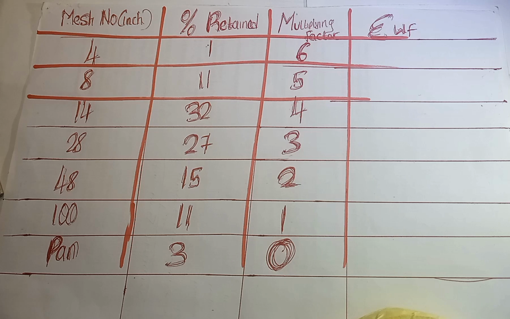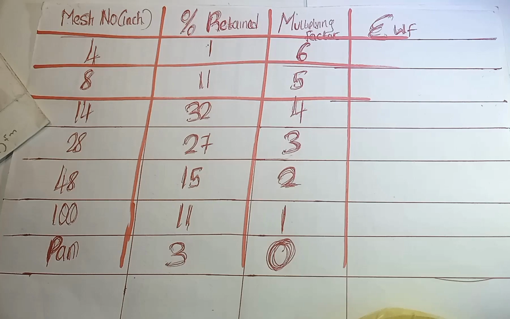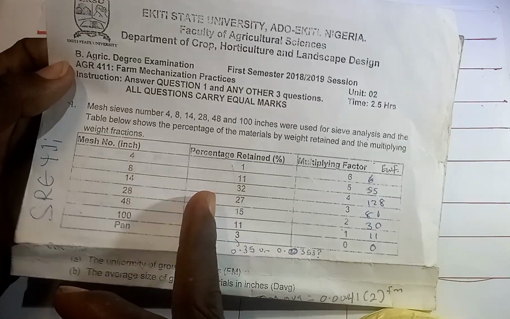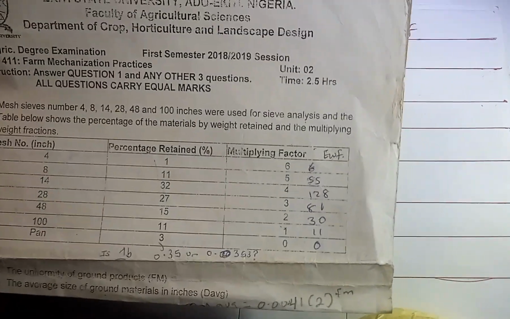Perhaps you have heard of fineness modulus many times, but it simply indicates the uniformity of the ground material in the resulting product, and it can be expressed mathematically as the sum of the weight by fraction of each mesh all over 100. If you can see here, this is the sum of my weight in the table. However, in the question they didn't put the sum of the weight in the table, but you have to put it so as to calculate it, because we are going to be using it in your calculation.